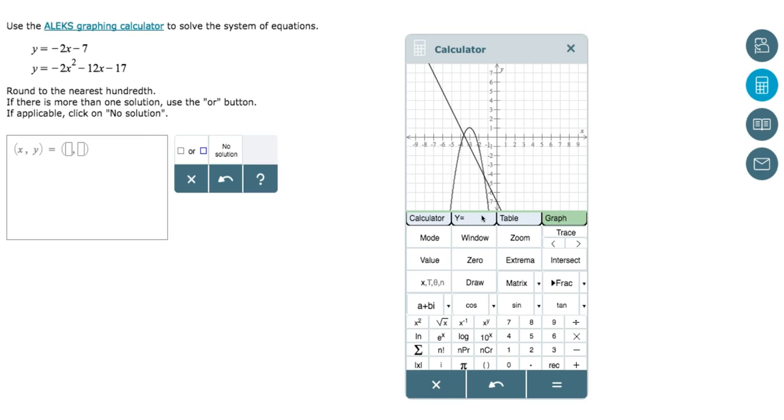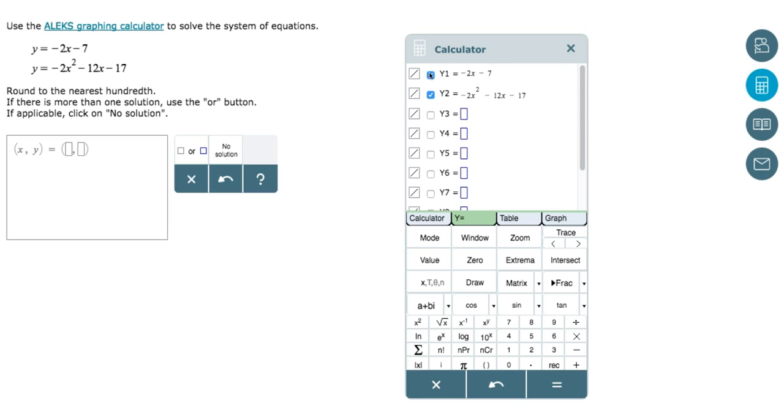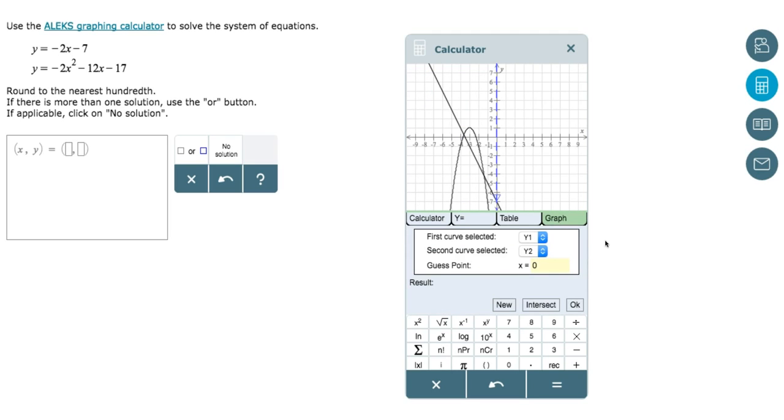If we go to the y equals button, we can make sure that both of our equations are checked. We can then select the intersect button, and we'll be given a few questions. For the first curve selected and second curve selected, we will want y1 and y2, assuming that we put our equations in the first two spots of the y equals page. For guess point, we'll want to enter an x value that looks close to the x value of the point of intersection we're trying to find. In this example, it looks like there's an intersection near x equals negative 1.5. So let's try that.